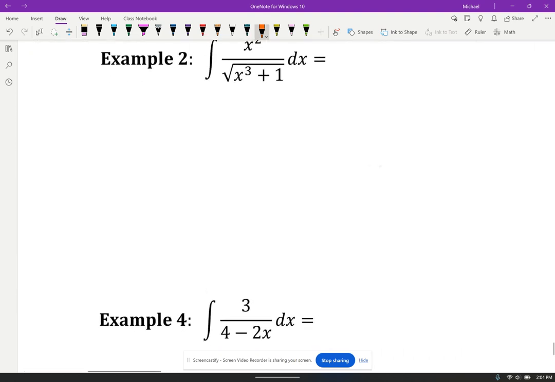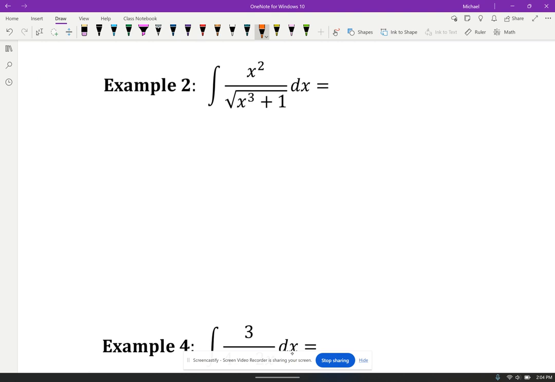Okay, so let's keep going to example 2. I'm taking the antiderivative, or the indefinite integral, of x squared divided by the square root of x cubed plus 1 dx. Do I have an inside function? Do I have an inner function? And the answer is yes, it's right here.